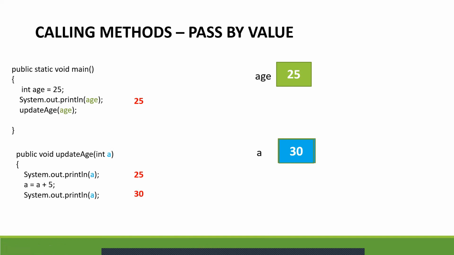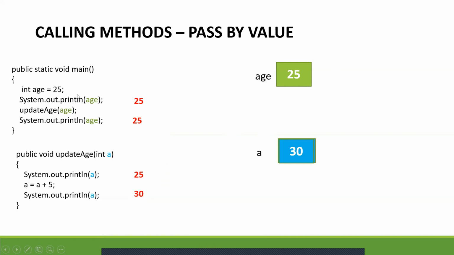Okay, clear so far? Now the method completes and the control goes back to the main method. Now at this point, if we print the age variable, do note, as the diagram clearly indicates, the age variable has not changed. Changes were made to the copy of age, which was variable A in the method. Okay, so the age variable remains at 25.